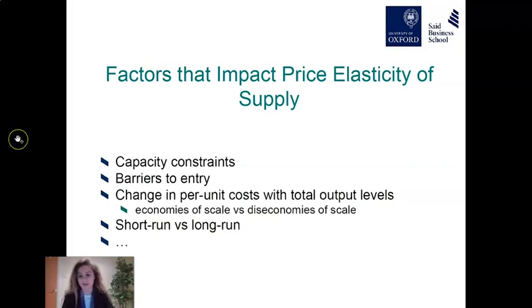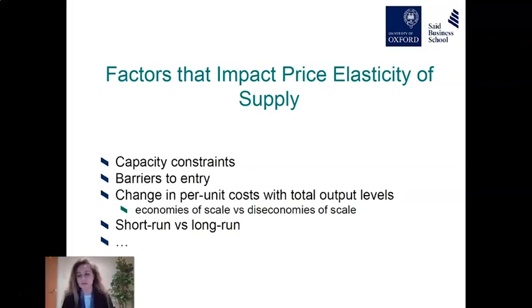First, capacity constraints. In a market with rising prices, firms generally have a strong incentive to increase their production level. At the end of the day, which firm doesn't like higher prices? However, if the firm is facing binding capacity constraints, even if the prices are increasing, the firms may not be in a position to respond to that. And this, you can see, will generate an inelastic supply curve.